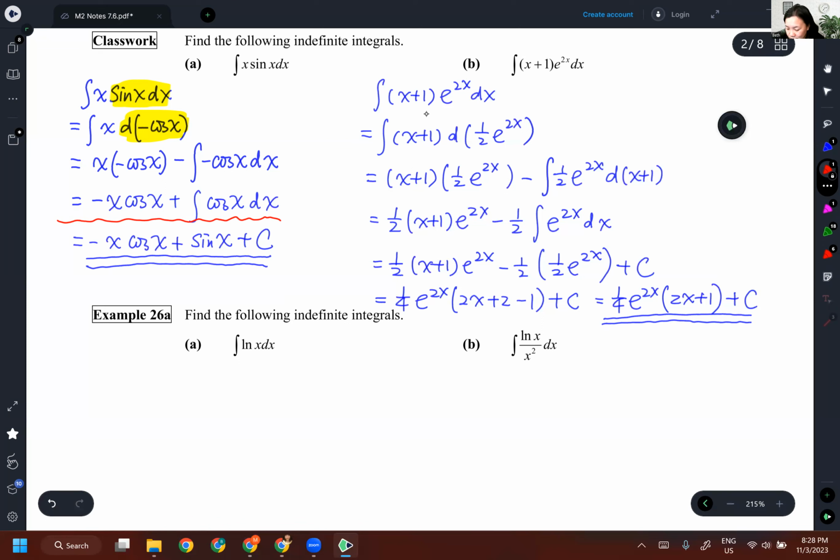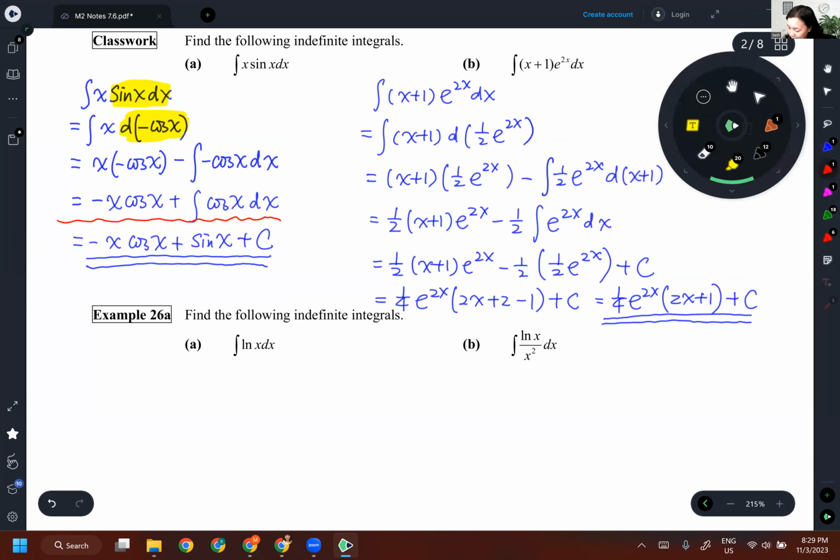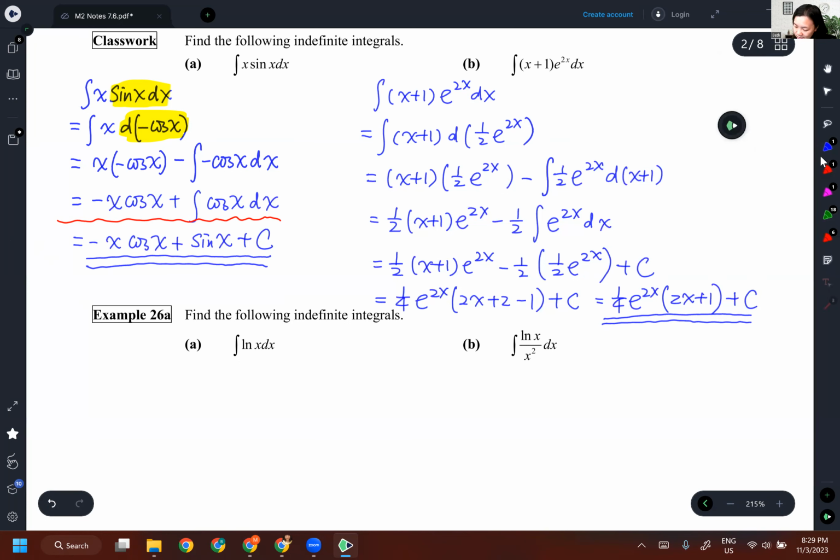Part B. Now, this integration by parts involves the coefficient to be adjusted. This one, e to the power 2x, is 1 over 2. No, d of 1 over 2 e to the power 2x.